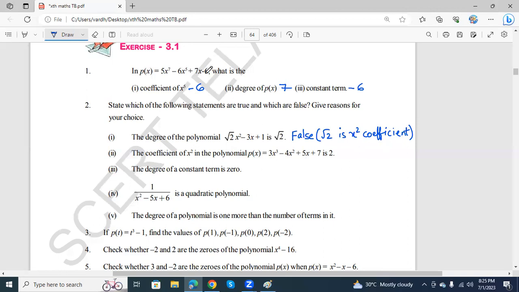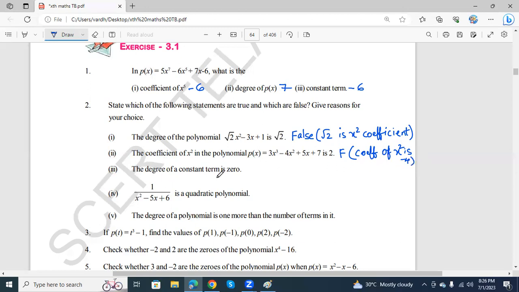Next. The coefficient of x square in the polynomial 3x cube minus 4x square plus 5x plus 7 is 2. So coefficient of x square means in front of the x square, what is the constant we have? A minus 4. But they said it is a 2. So definitely it is a false statement. So you need to write coefficient of x square is minus 4.